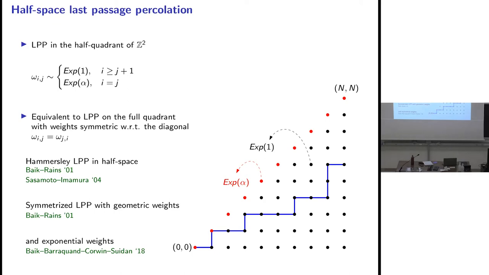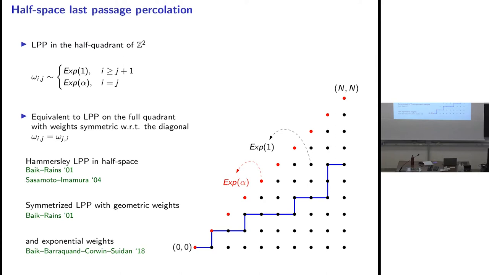Originally this model was studied by Baik-Rains and Sasamoto-Imamura in the context of Hammersley last passage percolation in half space, which is basically the Poissonized version of last passage percolation, and that has a connection with longest increasing subsequences in random involutions. They obtained the limit distribution for the rescaled last passage time, and later they reformulated the same result for a symmetrized LPP in full space with geometric weights. The same results were obtained later by Baik, Barraquand, Corwin and Suidan for this exact model, so with exponential weights.